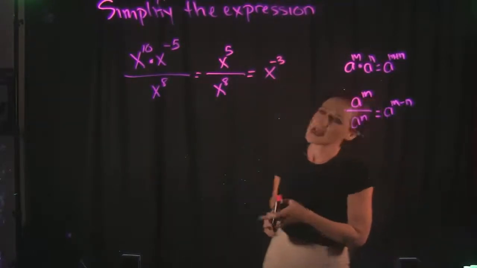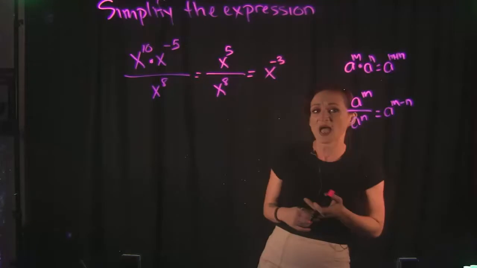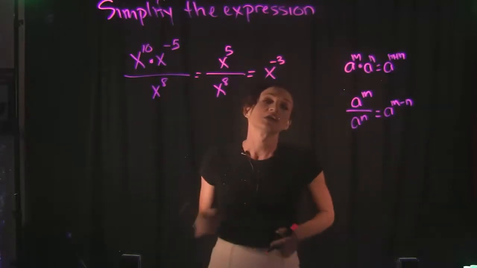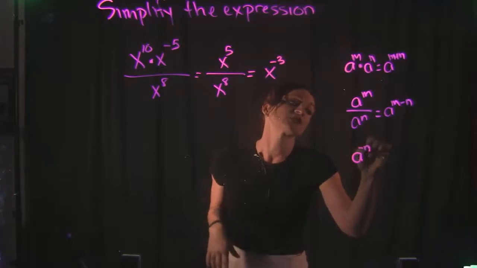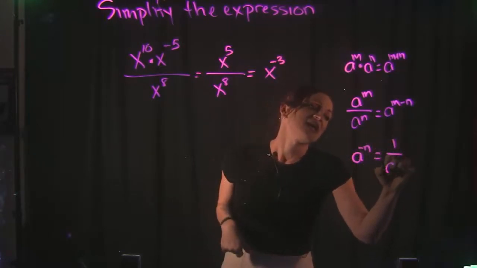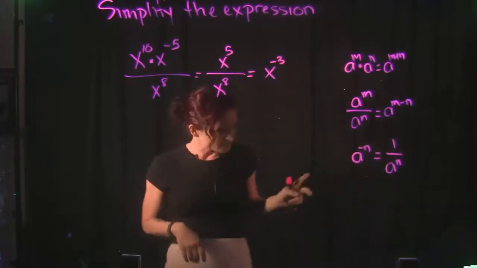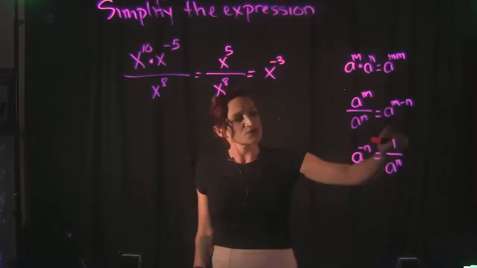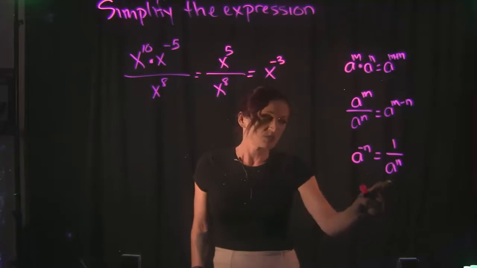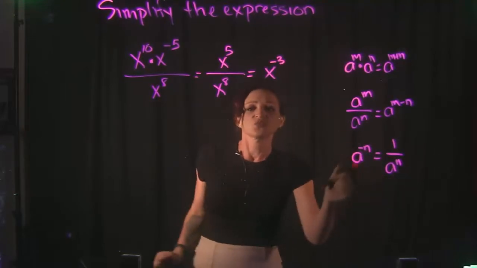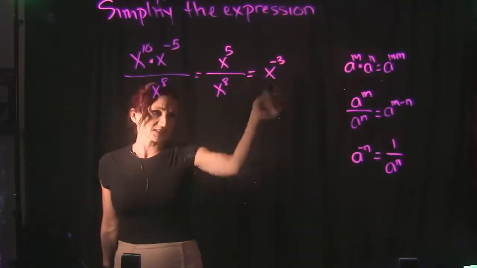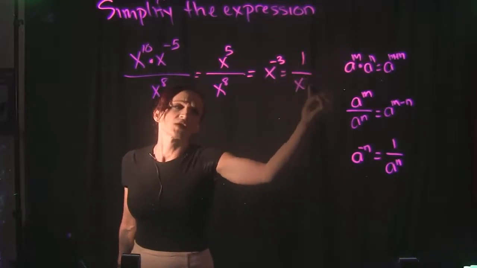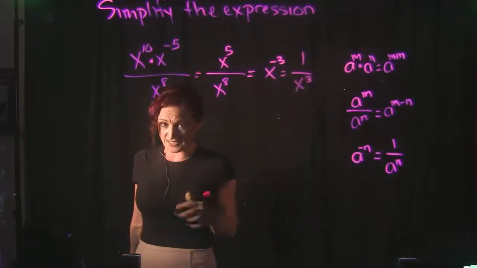Now we're left with x to the negative 3rd power, and if we have a negative exponent in the problem, we are not done simplifying. So then we need to take a look at the negative exponent rule. And the negative exponent rule says this. It says if we have a base raised to a negative power, that's going to equal 1 over that same base, but to a positive power. So what that's going to look like here, we have x to the negative 3rd. So that's now going to become 1 over x, but to a positive 3rd.